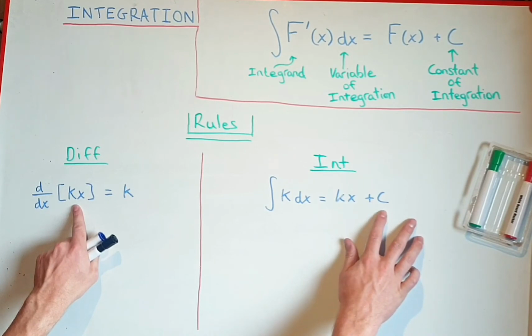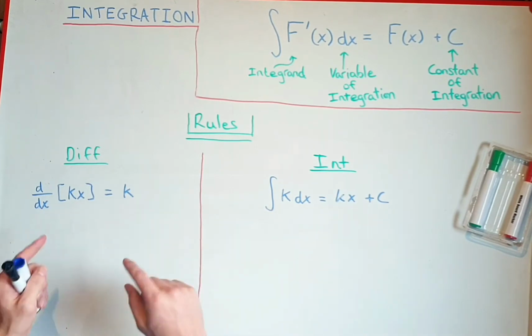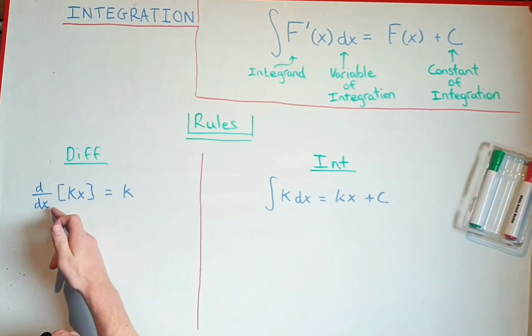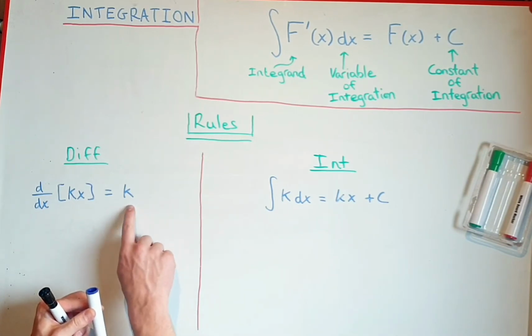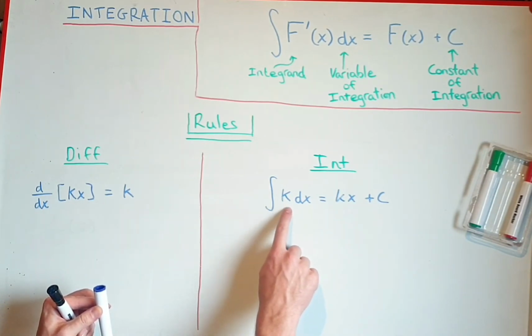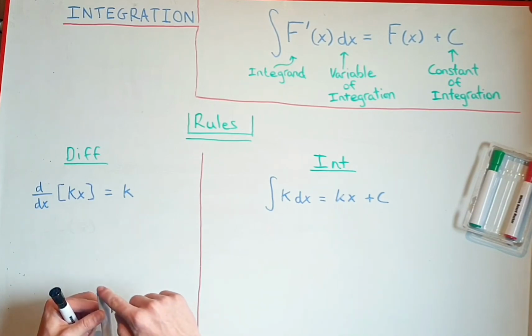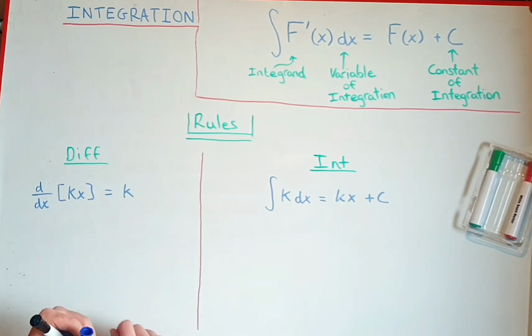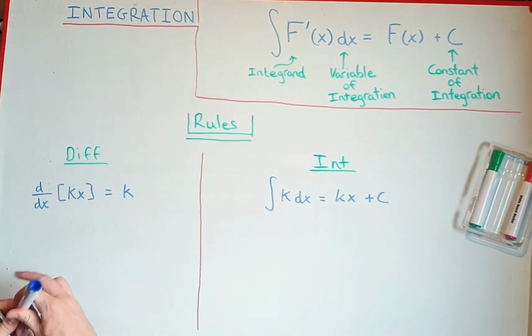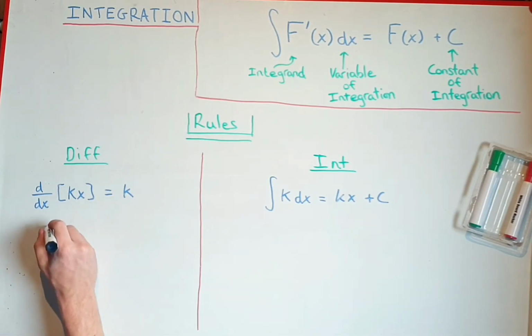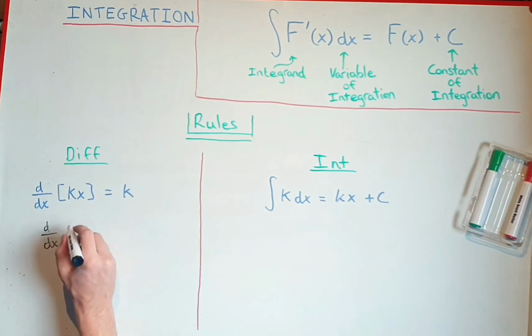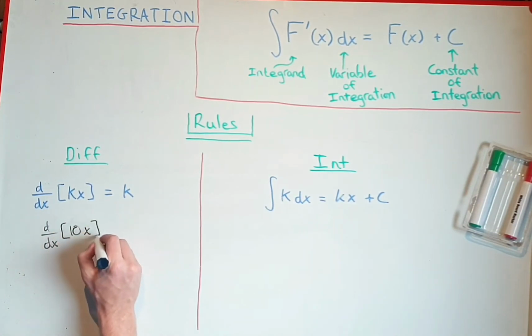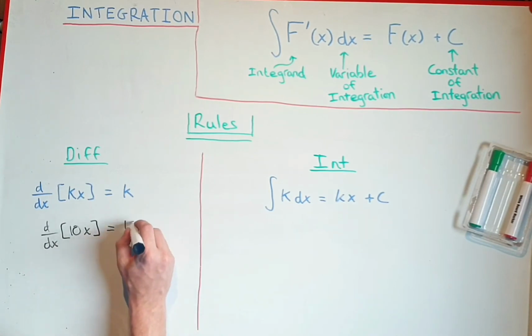So these are the two directional cues that I had. We differentiated, we went down to get a k, but then when we integrate this k, we're going back up to this original k of x function here. And an example of this would be, I'll go different color. We have d dx of 10x. So we know that's equal to 10.